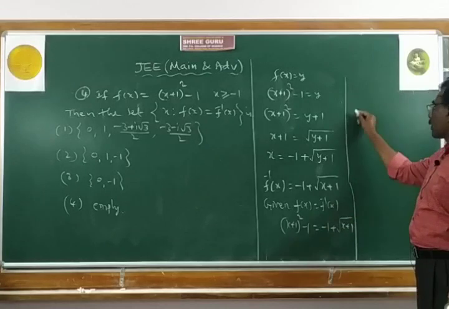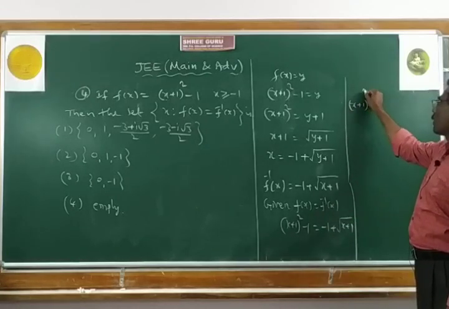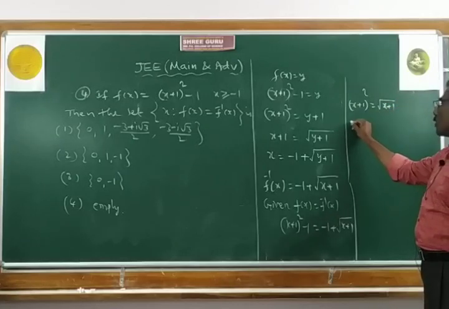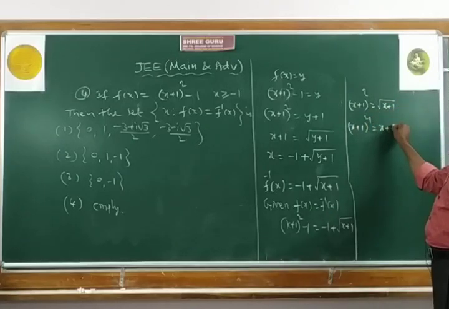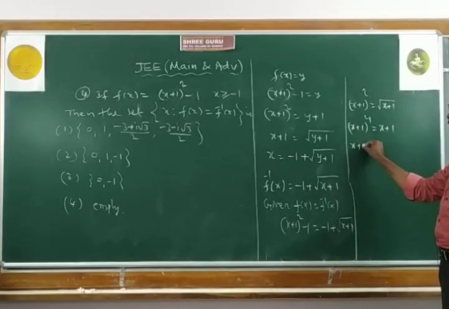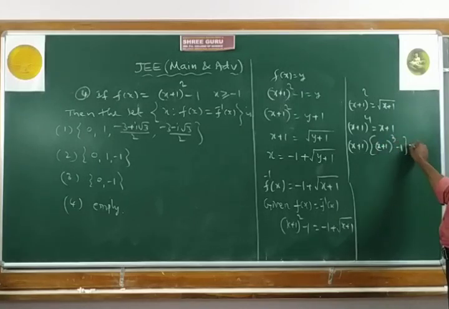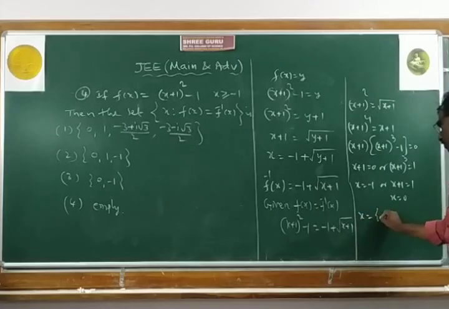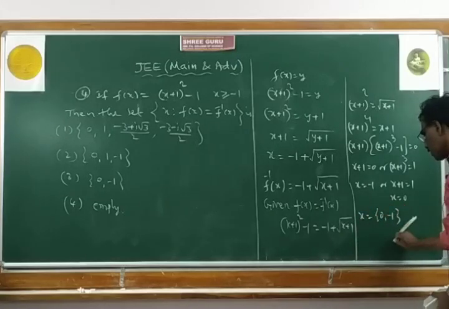And minus 1 plus cancel, x plus 1 whole square equal to root x plus 1. Squaring on both sides, x plus 1 whole raised to 4 equal to x plus 1. Take one side, x plus 1 common, x plus 1 whole cube minus 1 equal to 0. X plus 1 equal to 0 or x plus 1 whole cube equal to 1. X is minus 1 or x plus 1 equal to 1, x is what? 0. So your answer is 0, minus 1. So this is the correct answer.